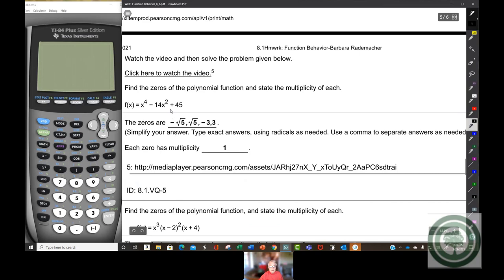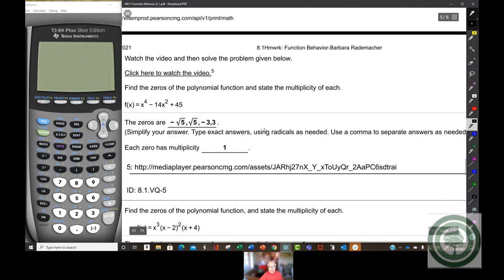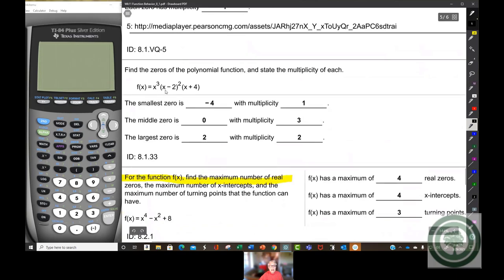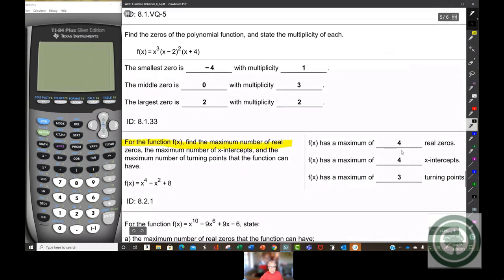Okay, here you're going to use U substitution. Know how to do that. Let's skip this for a moment and go down here, because now we have a different kind of question. Find the zeros of the polynomial function and state the multiplicity of each. We have x to the third, we have x minus 2 squared, we have x plus 4.